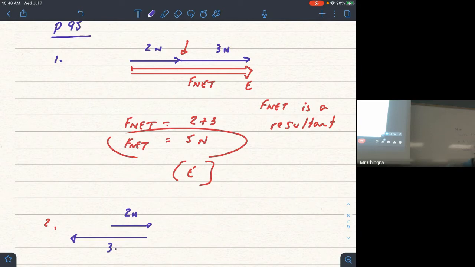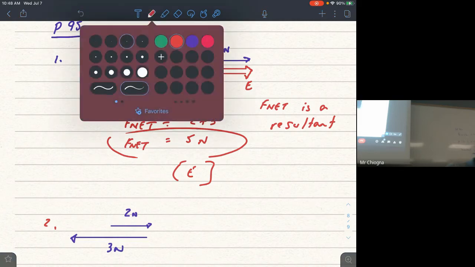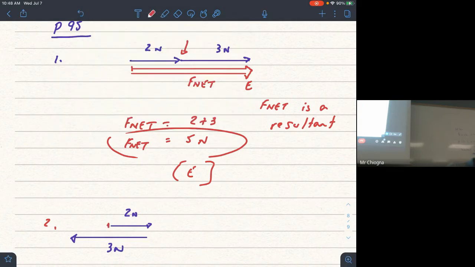It's 3 newtons west. The resultant is drawn from the tail of the first vector, which is here. Tail to tail. The tip of the net force will match up with the tip of the second vector, the last vector. And you just fill it out in between. That's your F net.